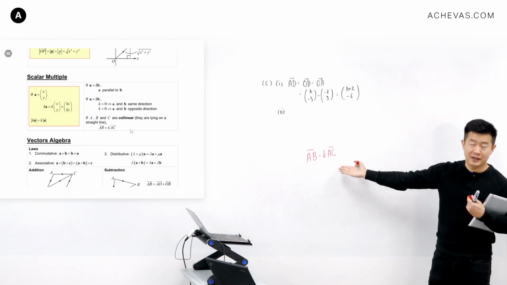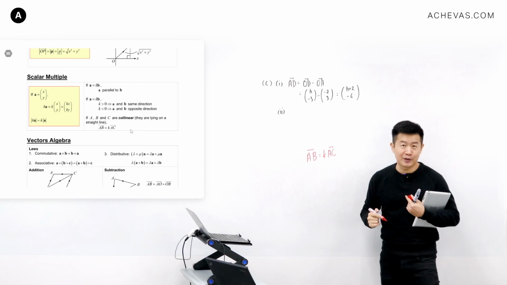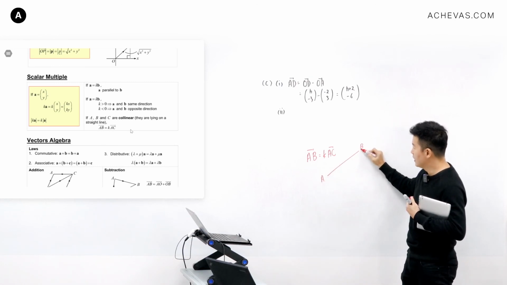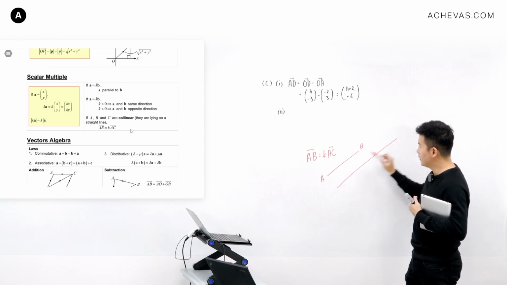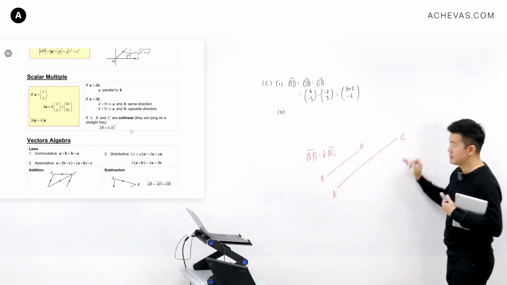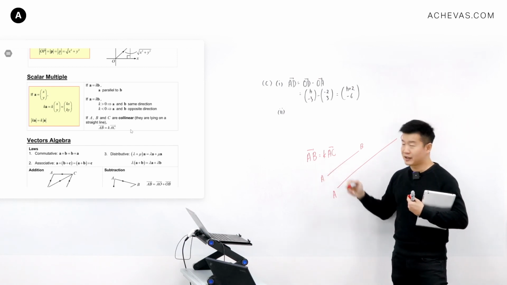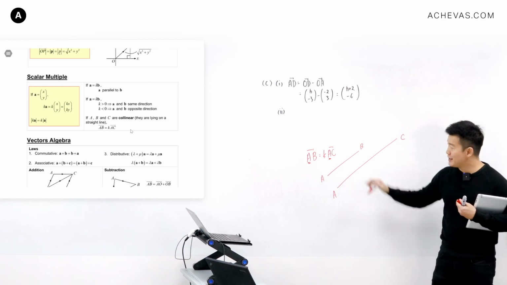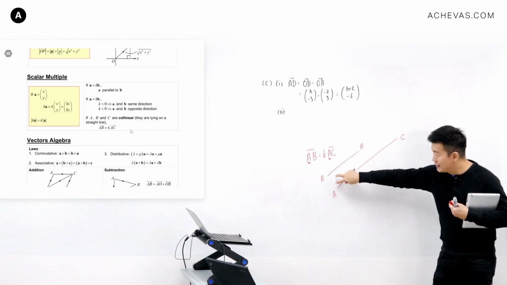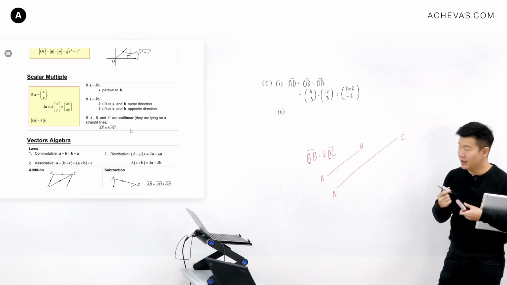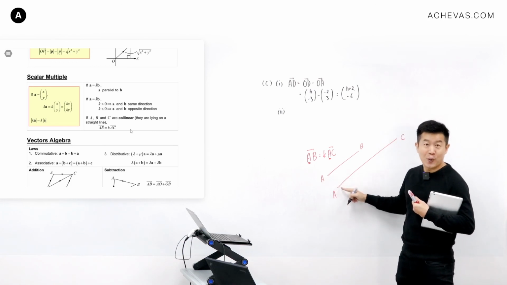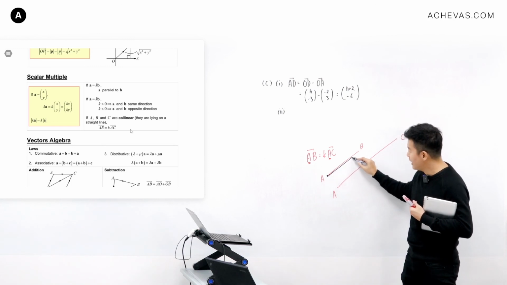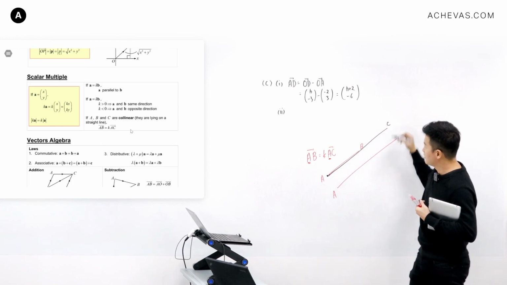In general, what does this mean? This means that these two vectors are parallel to each other, which means that vector AB is parallel to another vector, AC. But what is so special about these two vectors that are parallel? These two vectors share the same point, point A, which means that this point is not away from it, but is at exactly the same place, which means that C is going to be here.